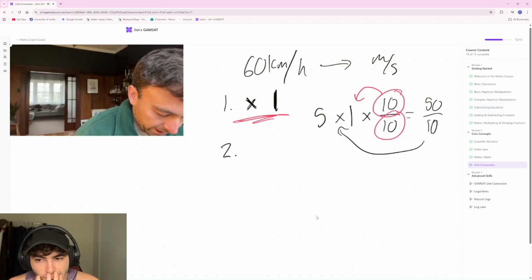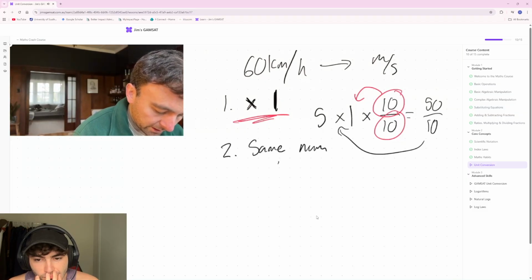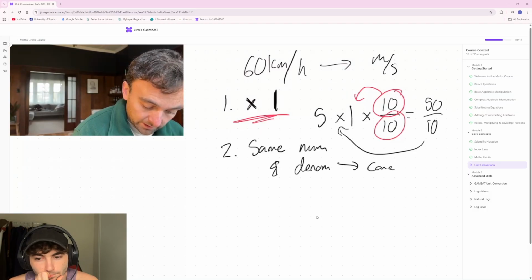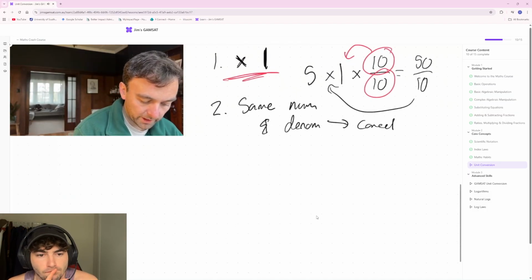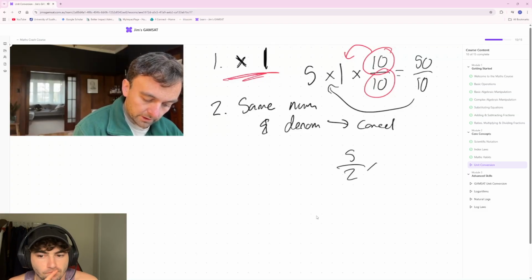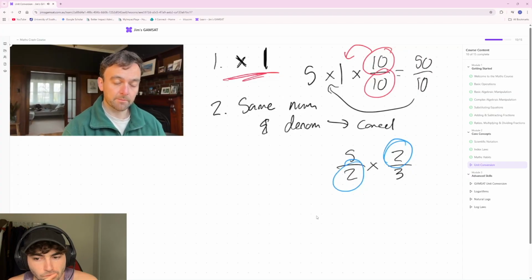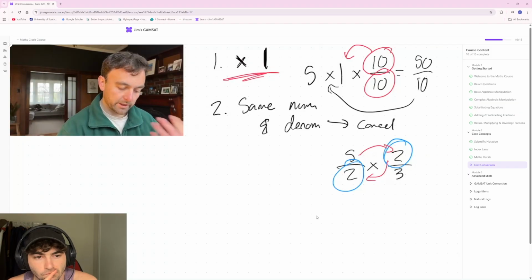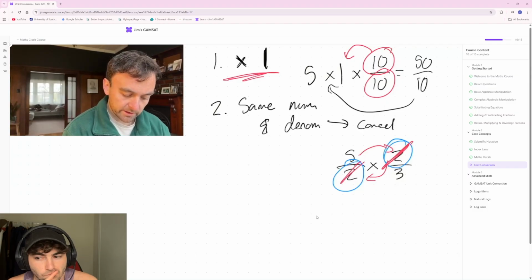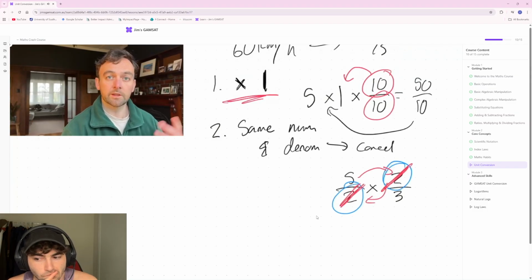The second rule is that if we have the same thing in the numerator and the denominator, they will cancel out. What I mean by that is if we had 5 over 2 times 2 over 3, we've got the same number in the numerator and the denominator, and they will cancel out. Because if you think about it, we're doing 5 times 2 divided by 2. So they're opposite. That's like the algebraic manipulation we were doing. So these are the two foundational rules that we need to follow to convert our units.